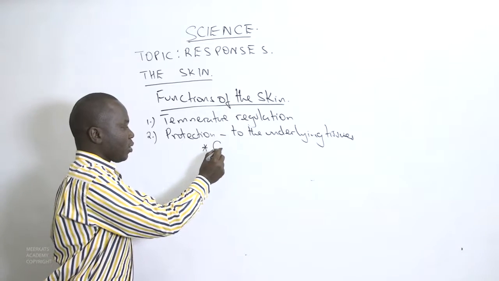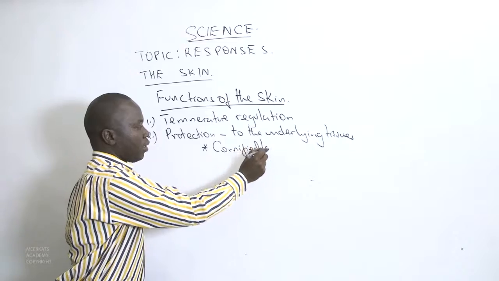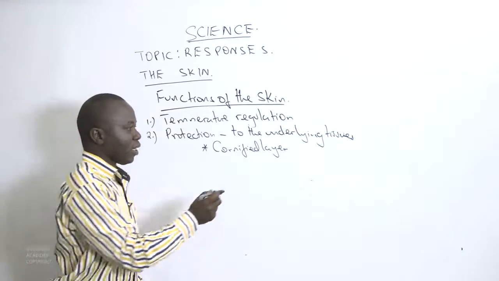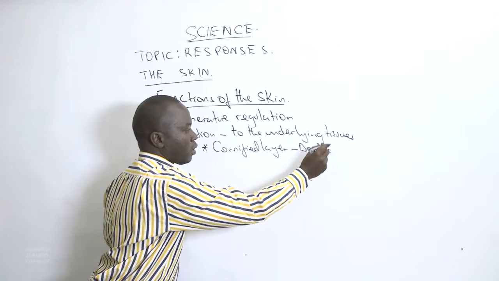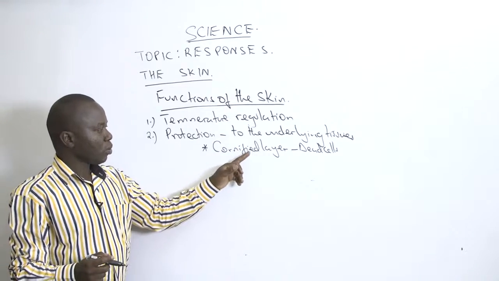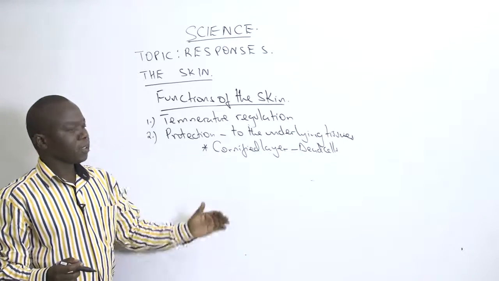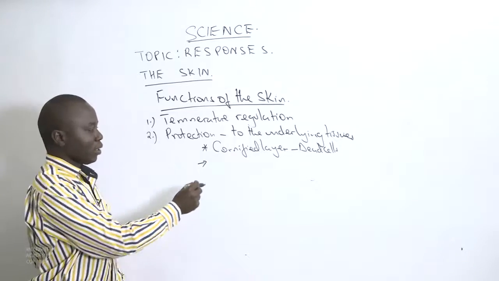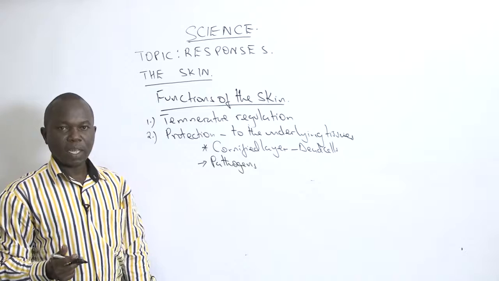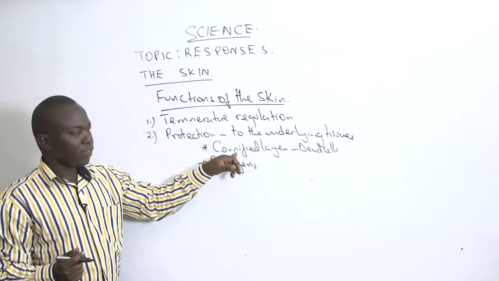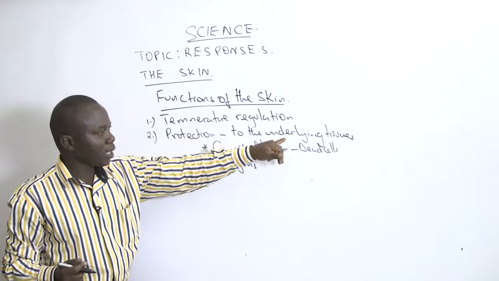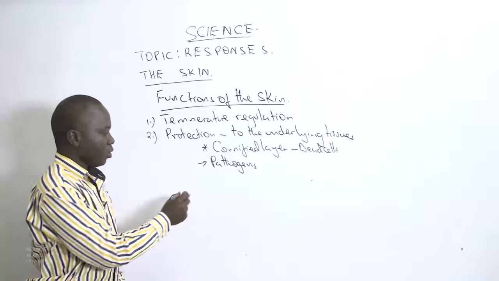We have a structure called the conified layer. So the skin is able to perform the role of protection due to the conified layer. The conified layer is made up of dead cells. Those dead cells are usually waxy and waterproof. So due to the conified layer being made up of dead cells, it's going to protect against some few things, like against invasion by pathogens. Most of the pathogens will thrive in living cells, but because the conified layer is made up of dead cells, pathogens cannot survive in those dead cells. So in the process, it's going to protect the underlying tissues from invasion by pathogens.